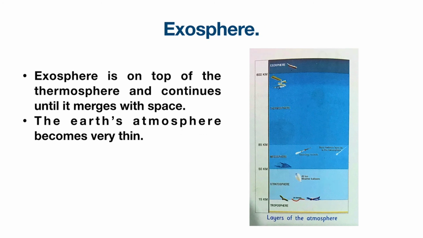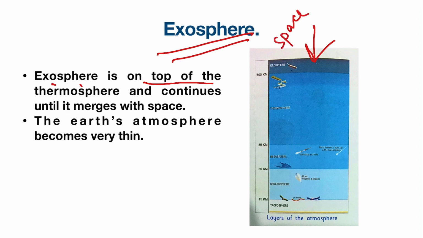Then after the thermosphere, the last we have is the exosphere. The exosphere is the outermost layer. The exosphere is on top of the thermosphere and continues until it merges with space. That means after the exosphere, next will come space, right? That means emptiness. The Earth's atmosphere becomes very, very thin in this layer. That means it will not have a lot of gaseous molecules in it. Not much gas is present in the exosphere.